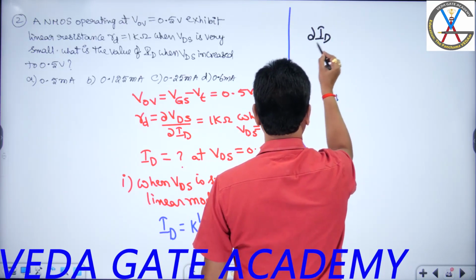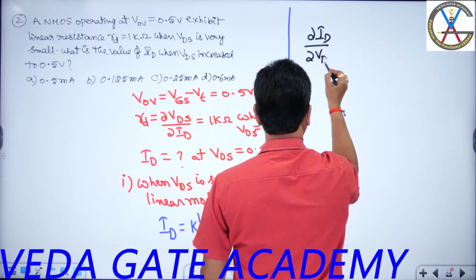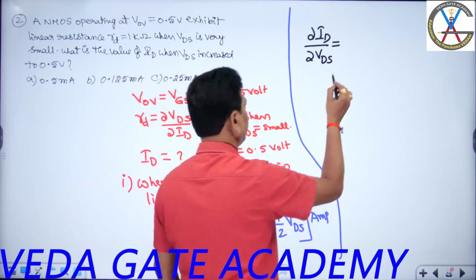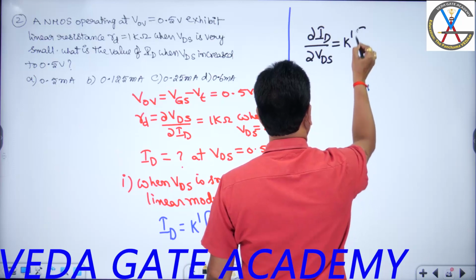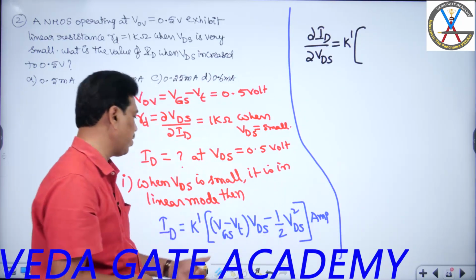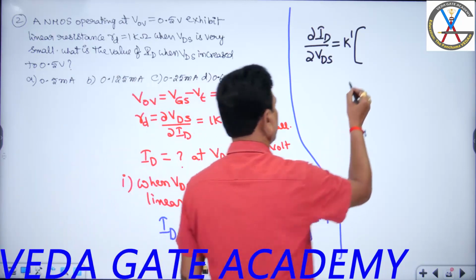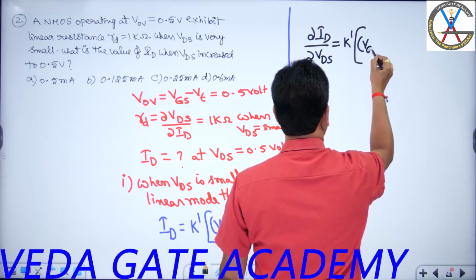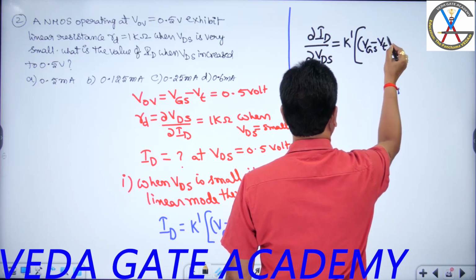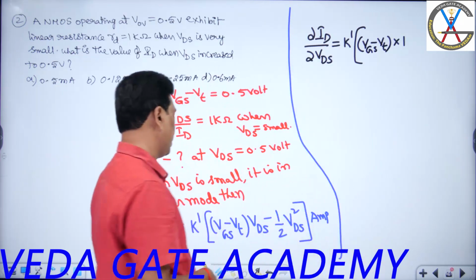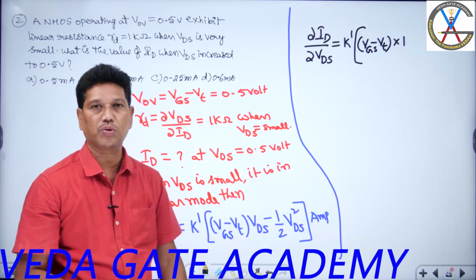Dou ID by dou VDS, I can do, students. So K dash is a constant, take it out as it is. Now I do the differentiation with respect to VDS. VGS minus VT is a constant, students. First you write down that one as it is. VGS minus VT is written as it is. Differentiation of VDS with respect to VDS is 1, students.